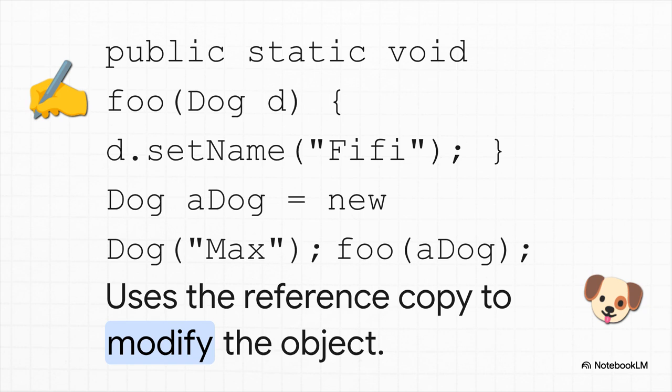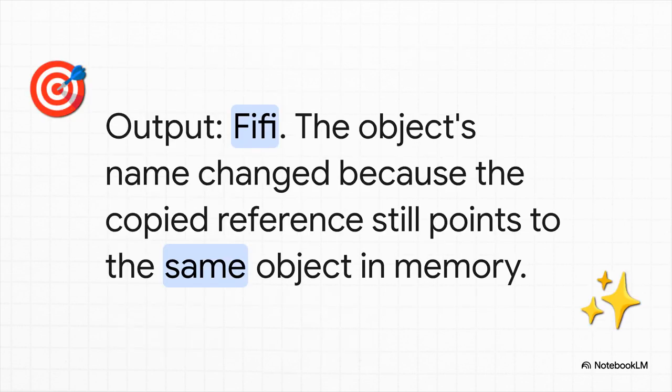All right, now for scenario 2. We start the same way. Create a dog named Max, pass the remote to the foo method, but this time, look what the method does. It doesn't try to point its copied remote at a new dog. No, it uses its copy of the remote to actually change something about the dog it's already pointing to. It calls the setName method. And this time, Fifi. The name change actually worked.